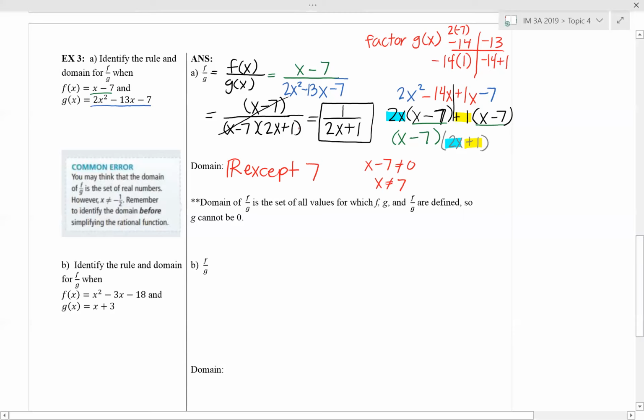Our other piece of our denominator is the 2x plus 1. If we say that that's not allowed to be 0, that means 2x is not allowed to be negative 1. And so if we divide by 2, that means that x is also not allowed to be negative 1/2.